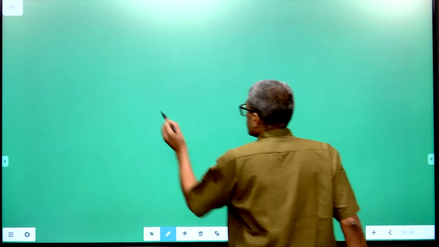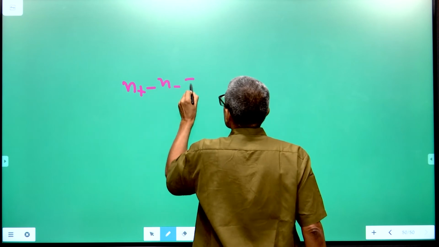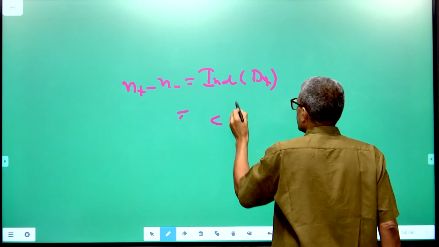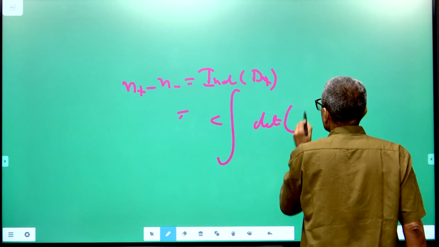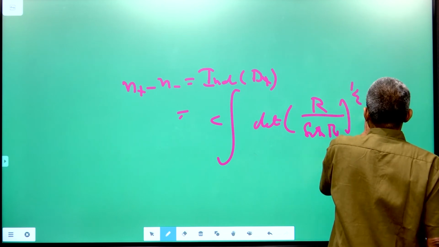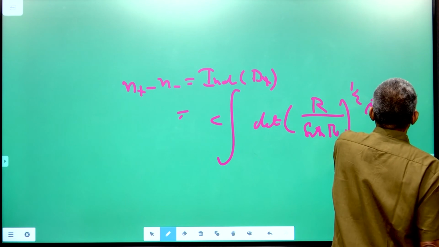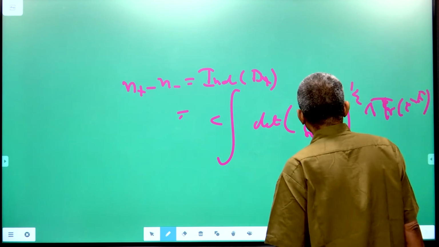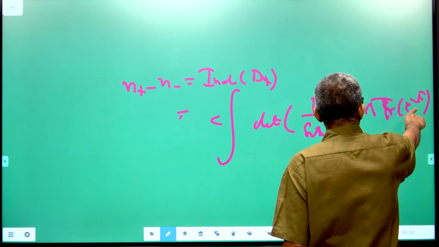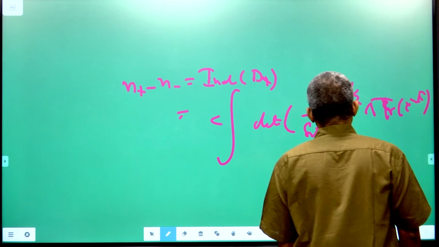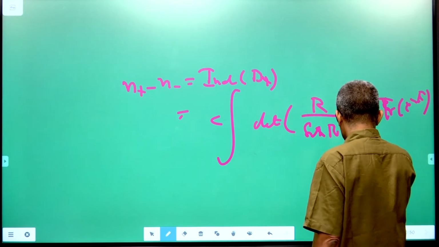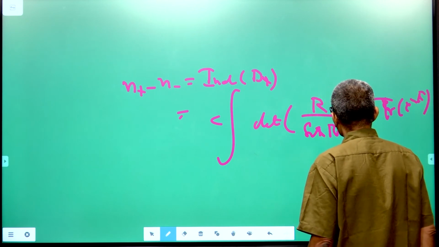So you will get simply the result that n plus minus n minus is the index of the Dirac operator, which is nothing but a constant times the integral of determinant of R by sinh R to the power half multiplied by the trace of e to the power minus F. And in the special case when there is no curvature, it becomes simply the Chern character, and this is also called the Todd class, this R by sinh R, and it will start with the second order.